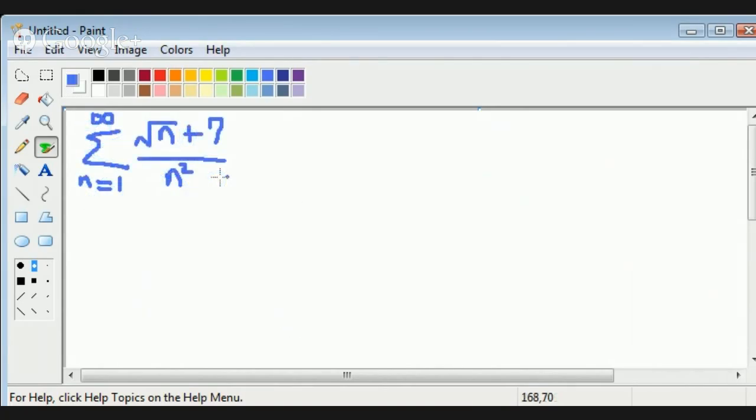Alright, quick edit there. I have another problem for you. Determine whether the series is convergent or divergent. So, the square root of n plus 7 over n squared.